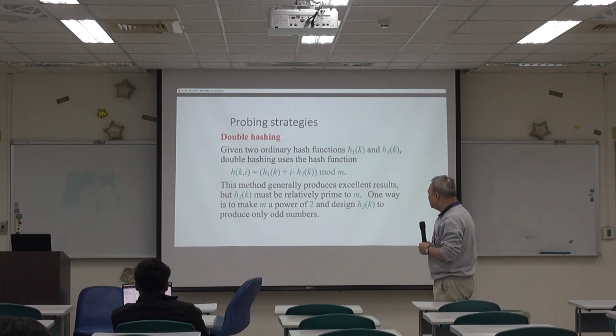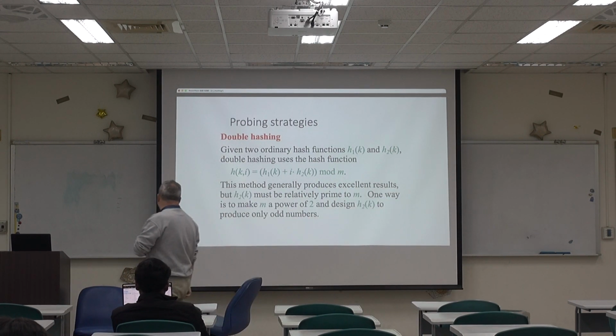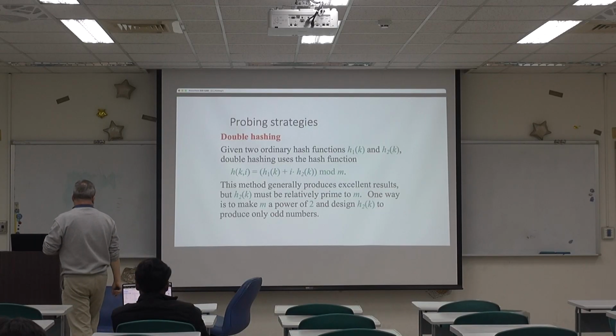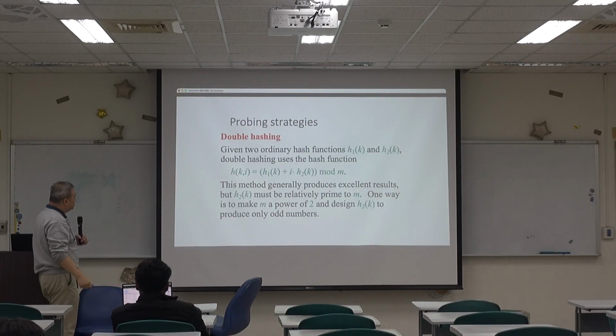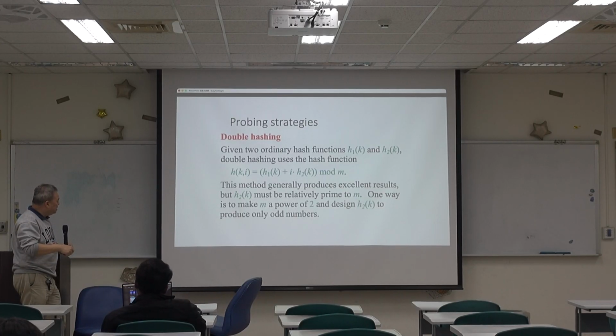How about the other one? The other strategy is called double hashing. In double hashing, you have two hash functions, h1(k) and h2(k). So your h(k, i) is going to be (h1(k) + i times h2(k)) mod n.